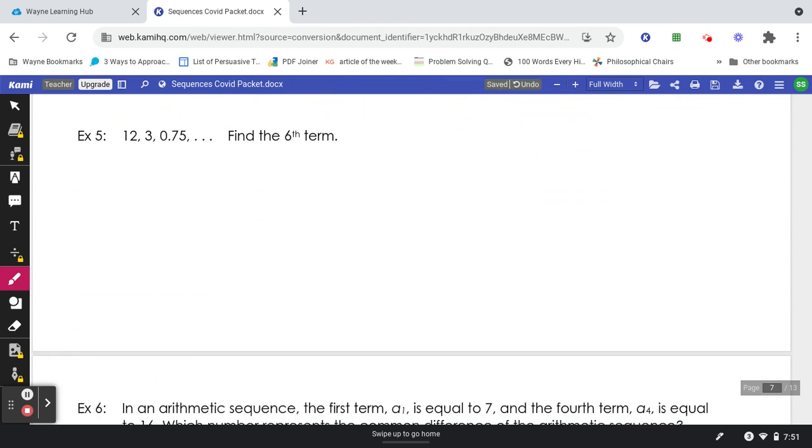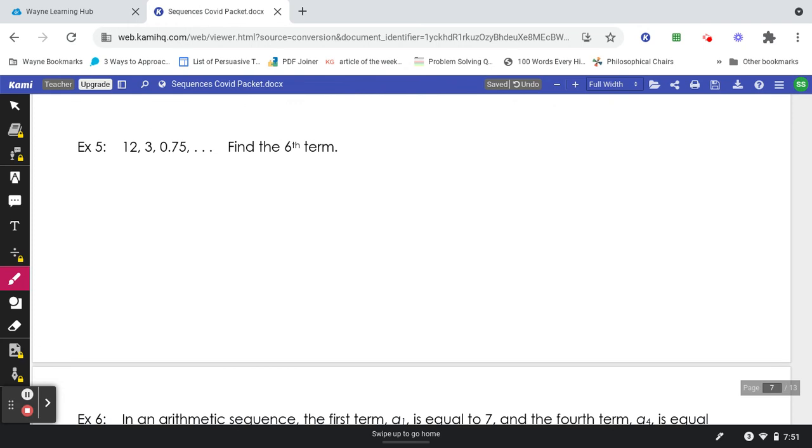For example number 5, this is another geometric. So we're going to do the second term divided by the first term. That's going to get you 0.25.